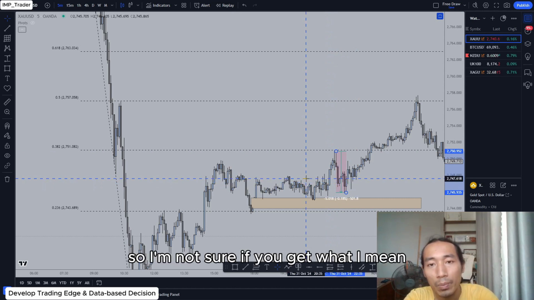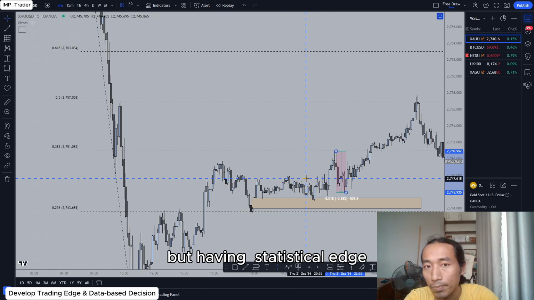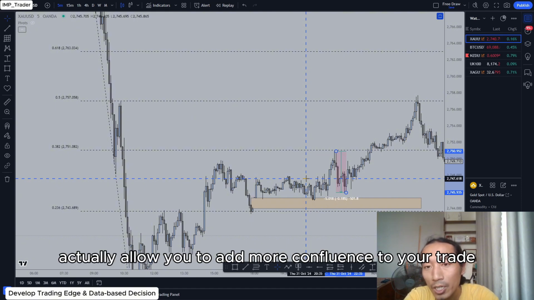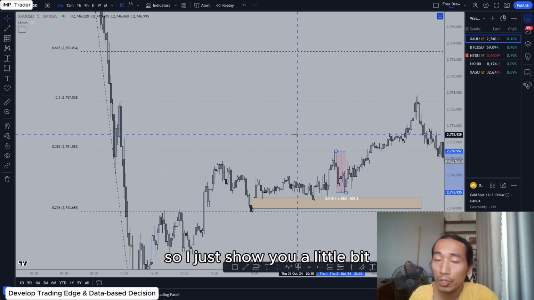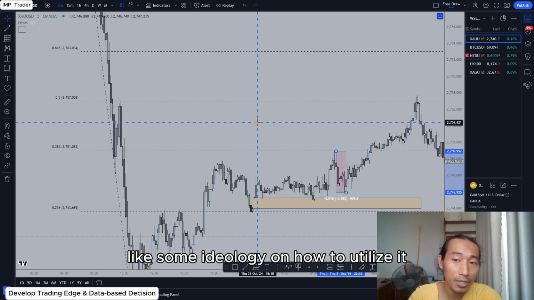So I'm not sure if you get what I mean, but having the kind of statistical edge, having the kind of probability, it actually allows you to add more confluence to your trade. And it really depends on your strategy as well. So I just showed you a little bit of some ideology on how to utilize it.